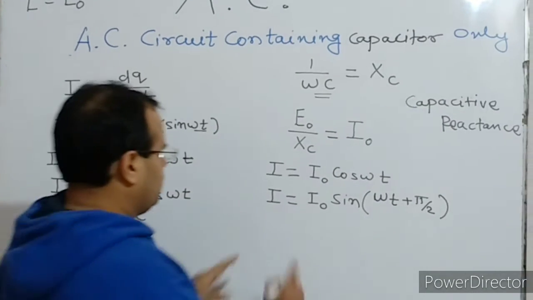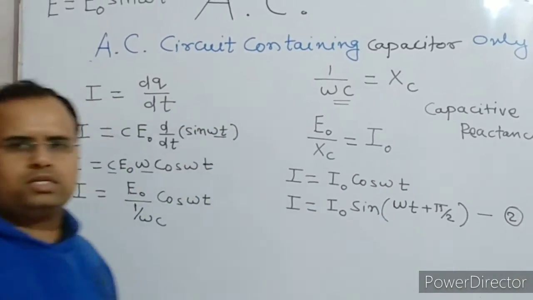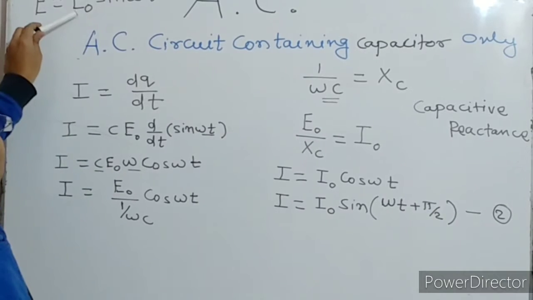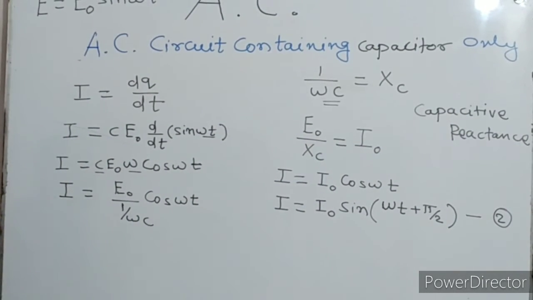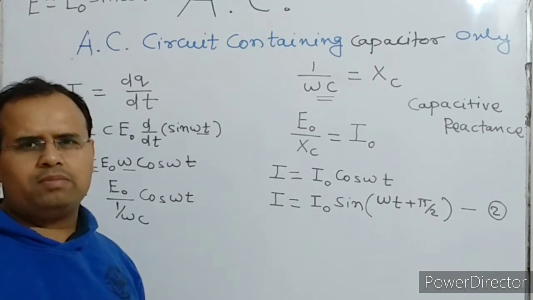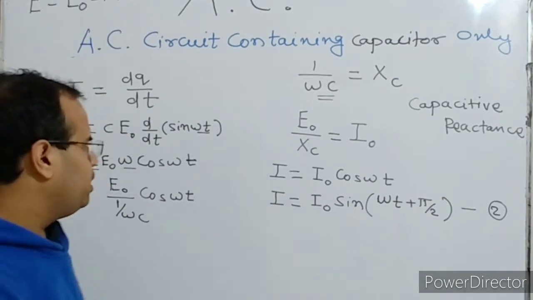Okay, in terms of sin omega t. And here you can see this is equation number 2, and current is sin(omega t plus pi by 2). So it is obvious that the EMF and current have a phase difference of pi by 2, and actually the current is leading the EMF by pi by 2.